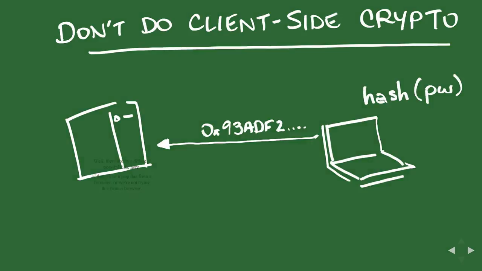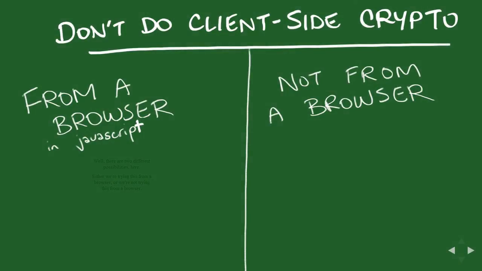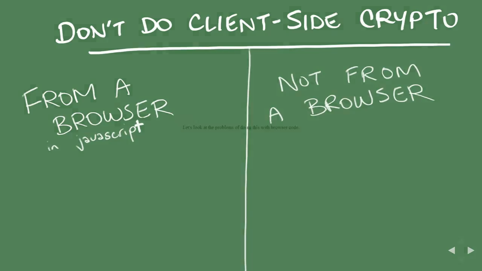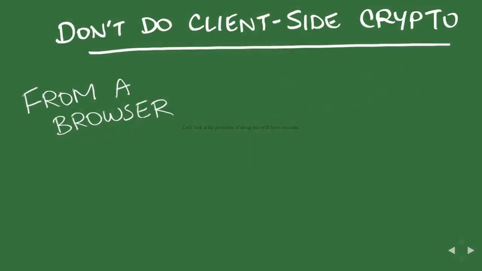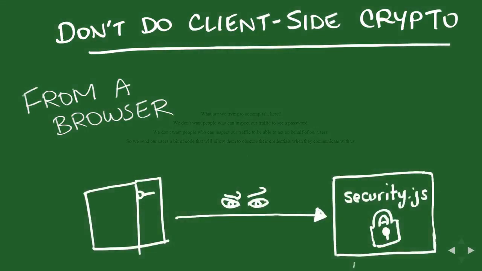It makes total sense. Well, there are two different possibilities here. Either we're trying this from a browser, or we're not trying this from a browser. Let's look at the problem from the side of doing this from the browser. What are we trying to accomplish here? We don't want people who can inspect our traffic to be able to see the user's password. We don't want people who can inspect our traffic to be able to act on behalf of our users. So we send our users a bit of code that will allow them to obscure their credentials when they communicate with us.